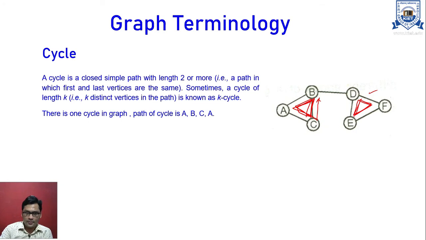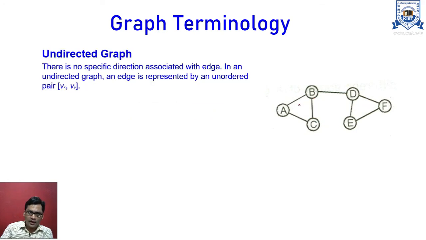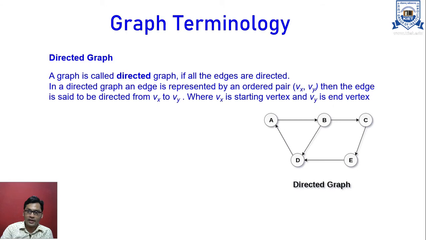Simple. Okay. In an undirected graph, there is no specific direction associated with an edge. See, A to B or B to A, you can say either. Same thing. This is not an ordered pair. So in an undirected graph, an edge is represented by an unordered pair, definitely, because there is no direction. Right? Simple. A to B or B to A. So this is an undirected graph. Next is directed graph.